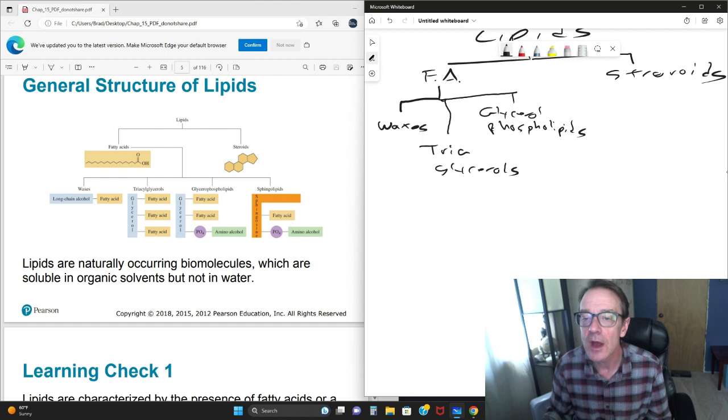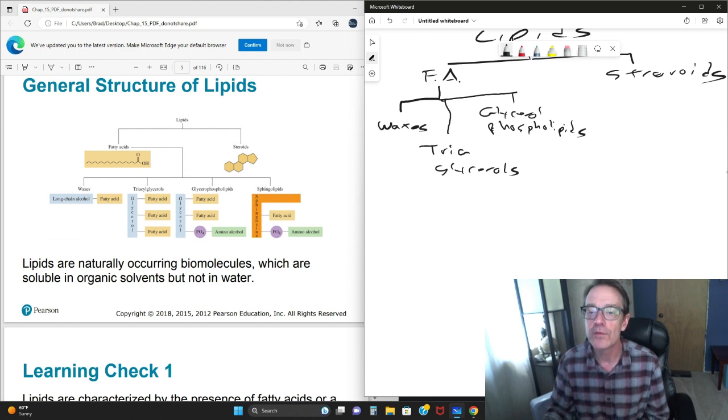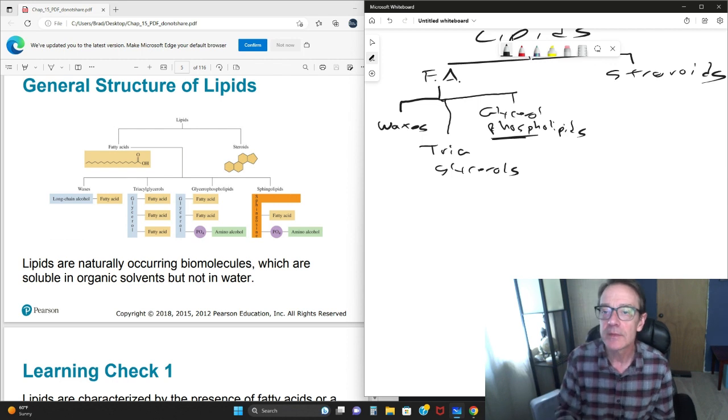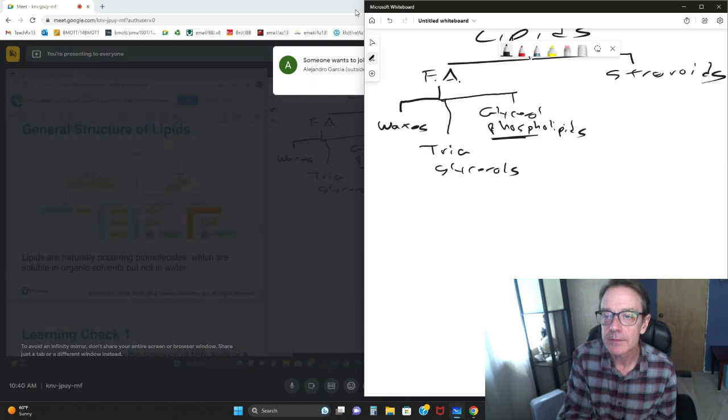Lipids. Okay, there we go. And you'll see that PO4 in purple, a little circle, that's the phosphorus part of phospholipid. Okay, and what do we have there?